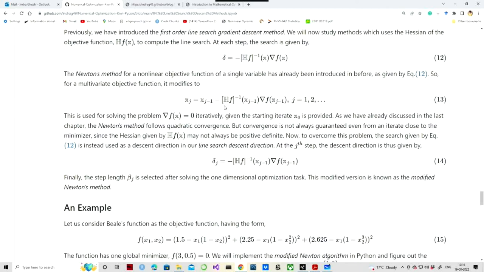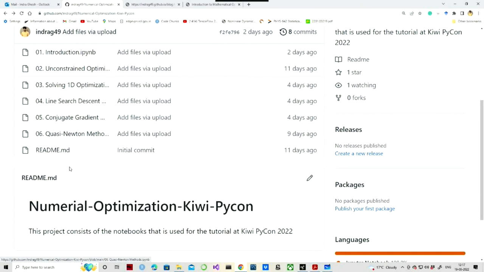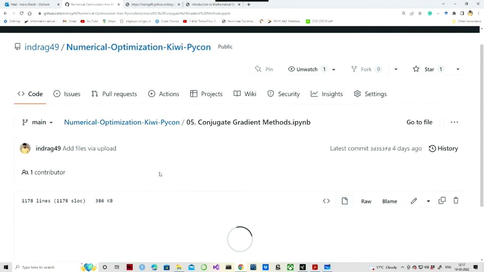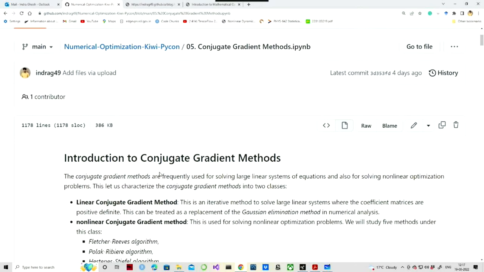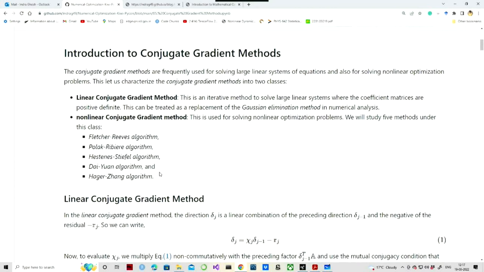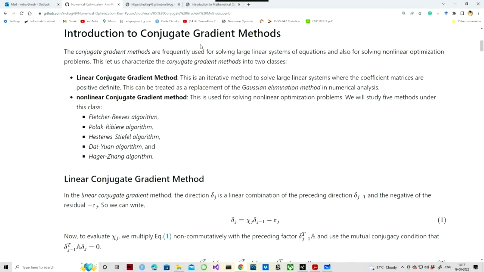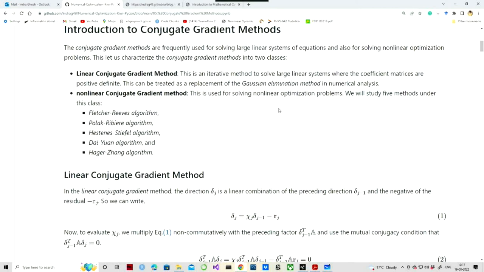So that's it for this. I have two more notebooks. The last portion was conjugate gradient methods, so that's what I will discuss in detail here. I think I have 20 more minutes, and I think I can complete that. So, introduction to conjugate gradient methods. I'll try to complete this in the next 10 to 15 minutes, and then if you have questions, we can go through them.